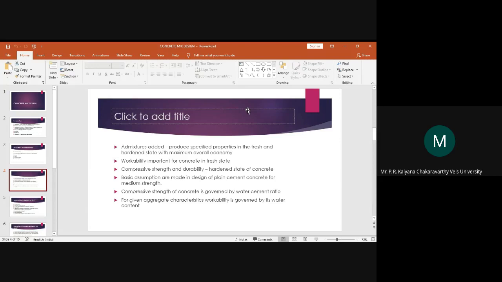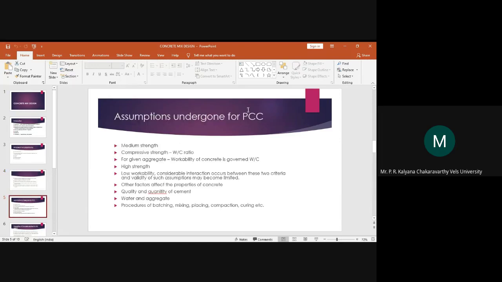For a given aggregate, the characteristic workability is governed by its water content. Water content primarily maintains the workability factor. Next, medium strength. They divide the concrete mixture into medium strength and high strength. In medium strength also, water cement ratio plays the main role in achieving the strength. For a given aggregate also, the workability of concrete is governed by water cement ratio.